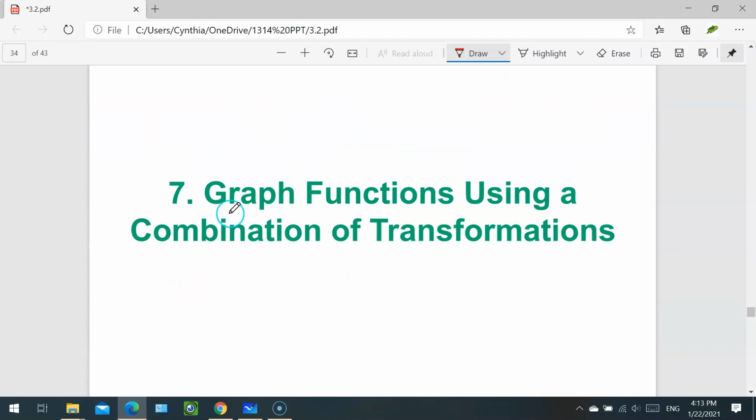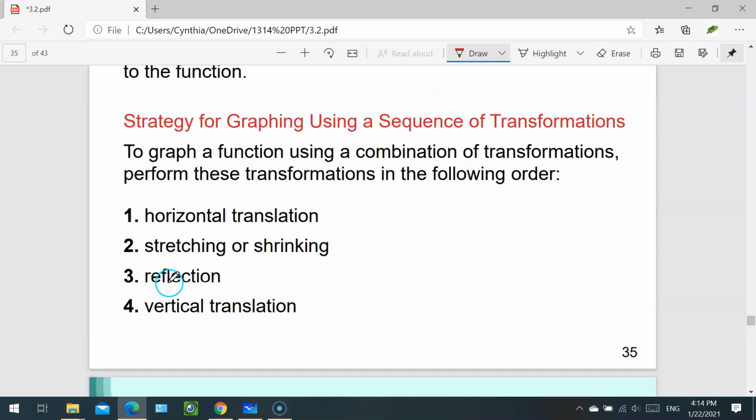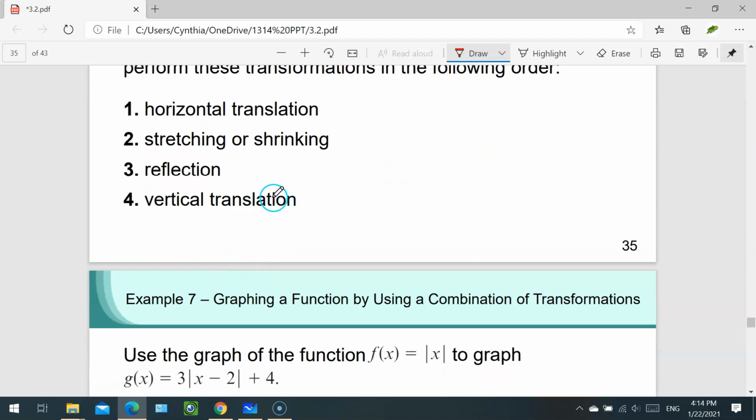So now we do the last section here. Graph the function using a combination of transformations. So the strategy for graphing using a sequence of transformations: normally we go with the horizontal translation first, and then you do the stretching or shrinking, and then the reflection, and then the vertical translation. But sometimes, depending on the question, as long as you understand the concept and you know the technique of how to translate it, it's not necessary to follow all the order sequence here. But this is an easier way to help you recognize how to do the translation.